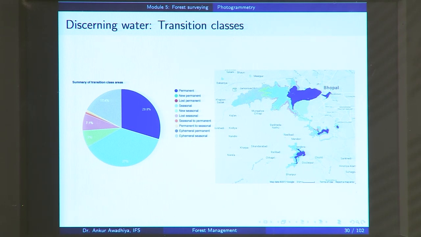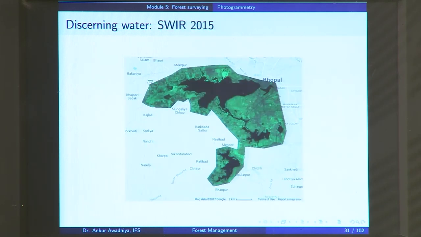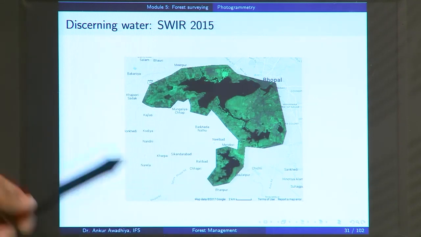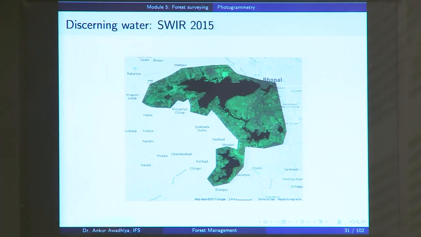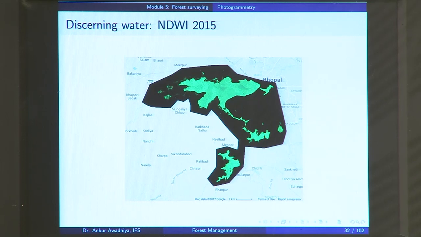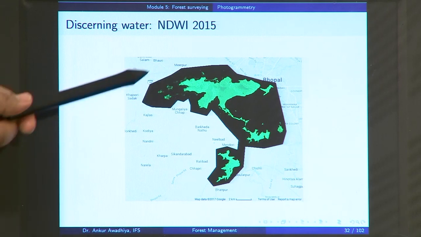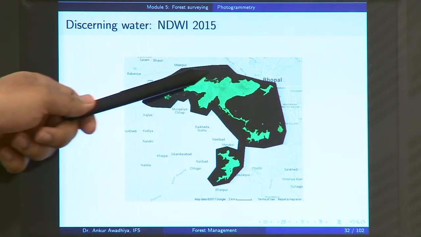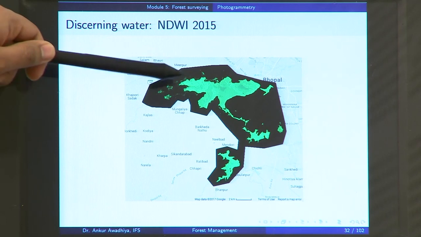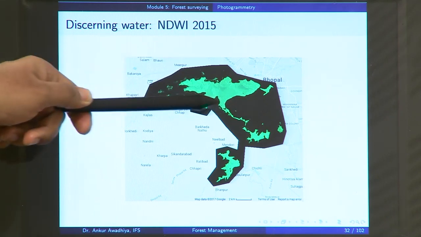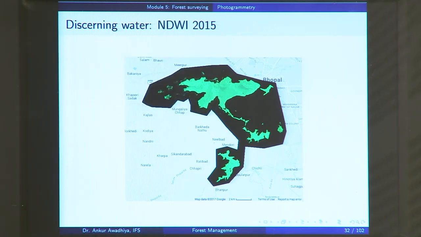So, we can get these transition classes, but to make the boundary we can also make use of things such as the short wave infrared bands. So, this is an image in the short wave infrared band, say for every year, say 2015, we can make an image like this, from which we can get where the water is located by making use of the normalized difference water index. Now, in this picture, where you do not have any water is black in color, and where you have water is shown as green in color.